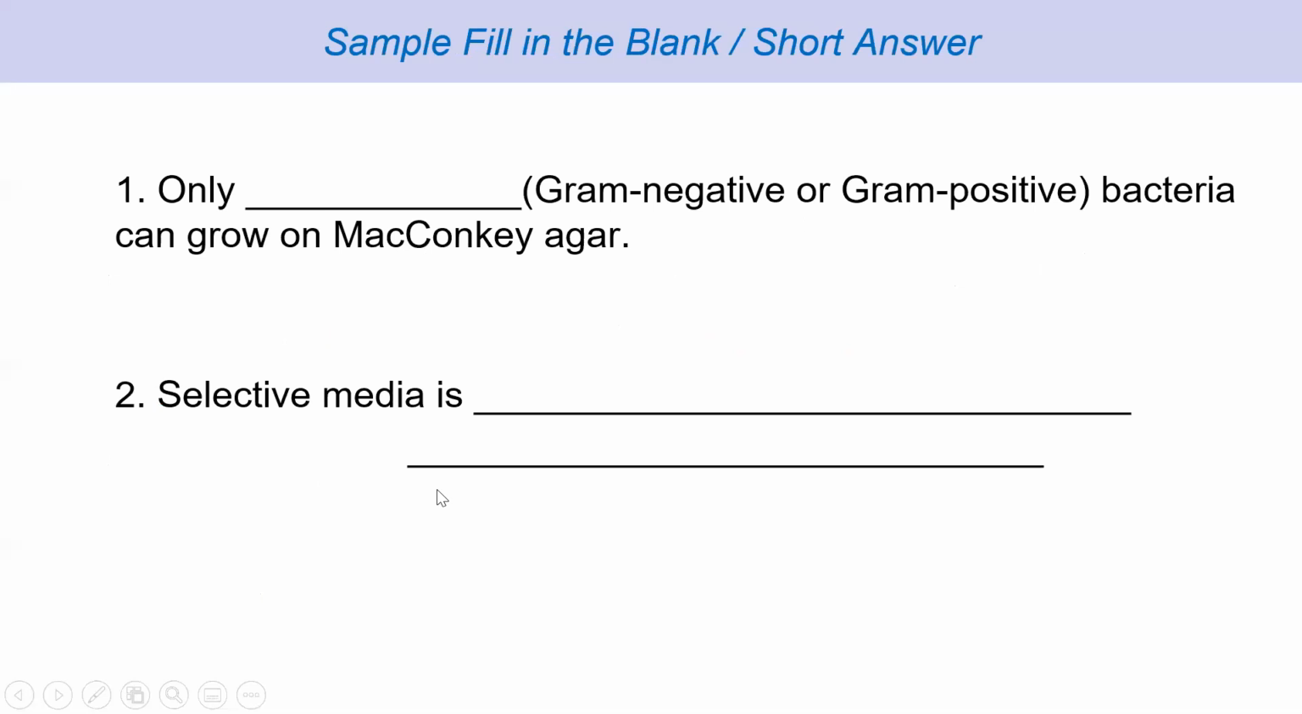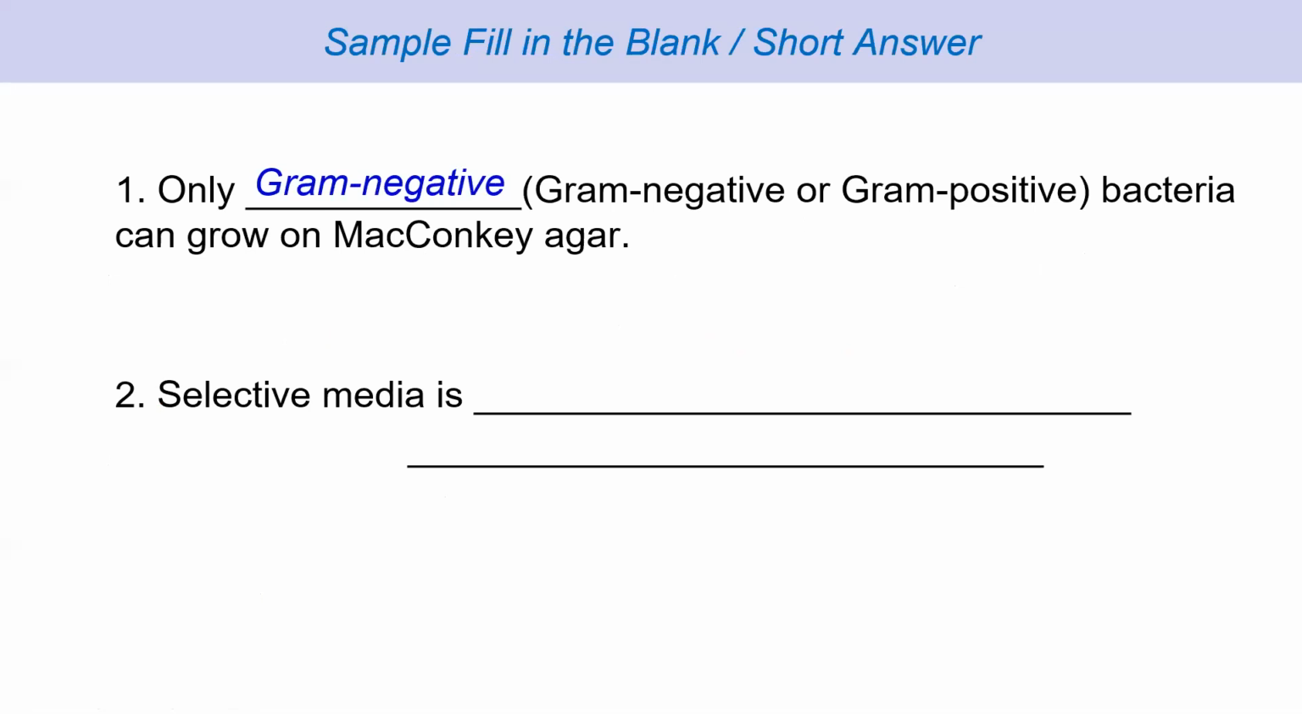Fill in the blank short answer. So it'll be just like the previous one. Some of them will be direct fill in the blank, like that first one. You can see it says here only, and in that case, I'm actually giving you the words. Gram-positive or gram-negative bacteria can grow on McConkey agar. So the correct answer is gram-negative.